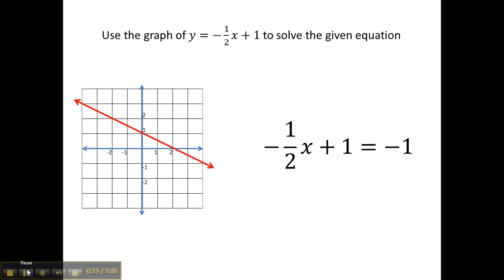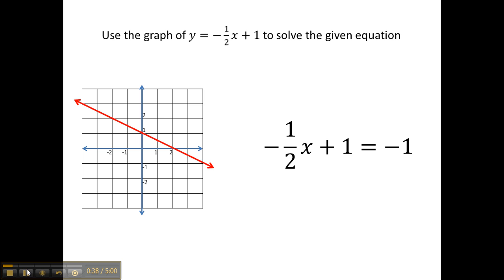And instead of adding or subtracting 1 from both sides and then multiplying both sides by negative 2, we want to do this by looking at the graph that we're given and seeing what the graph can tell us about what the solution is to this equation.